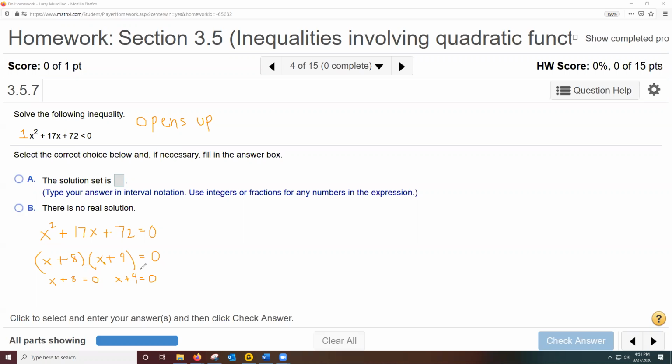All right, now I'm going to solve each one of these equations in order to get the x-intercepts. So on the left-hand side, I'm going to subtract 8 from both sides. That's going to give me x equals negative 8. On the right-hand side, I'm going to do the same process. I'm going to subtract 9 from both sides. So when I do that, I'm going to get x equals negative 9.